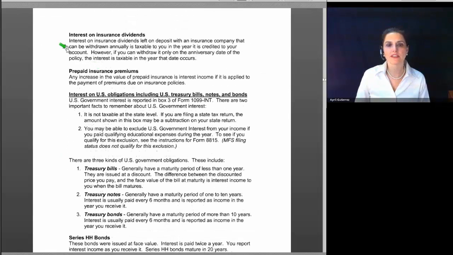Interest on insurance dividends. Interest on insurance dividends left on deposit with an insurance company that can be withdrawn annually is taxable to you in the year it is credited to your account. However, if you can withdraw only on the anniversary of the policy, that interest is taxable in the year that date occurs. Also, prepaid insurance premiums. Any increase in the value of prepaid insurance premiums is interest income.